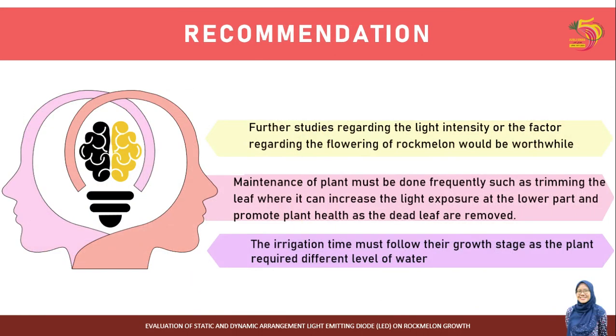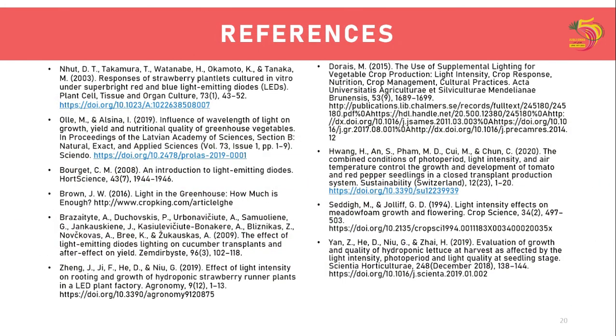Recommendation for this study: further studies regarding the light intensity or the factors regarding the flowering of rock melon would be worthwhile. Maintenance of the plant must be done frequently, such as trimming the leaves, which can increase the light exposure at the lower part and promote height as the leaves are removed. The irrigation must follow the growth stage as the plant requires different levels of water.